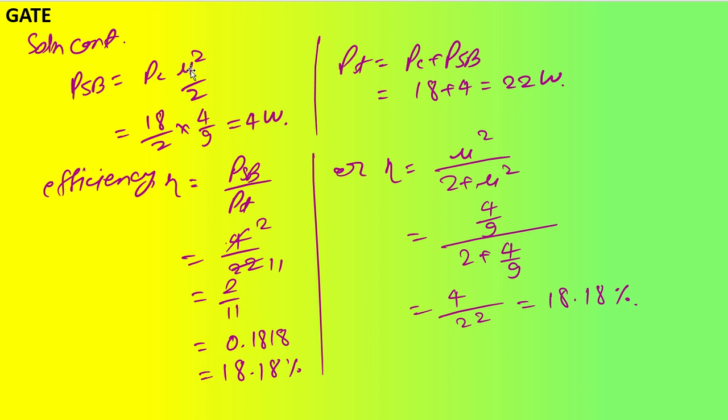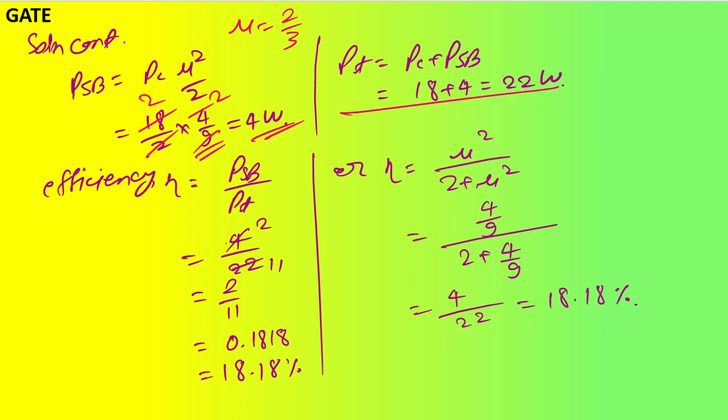Divided by 2, with mu square being (2 by 3) square, that is 4 by 9. If you cut this, 9 goes into 18 twice, 2 into 4 is 2, so that is 4 watt. So 4 watt is the power available in your sidebands. What is your total power? The total power is carrier power plus sideband power, that is 18 plus 4, that is 22 watt.